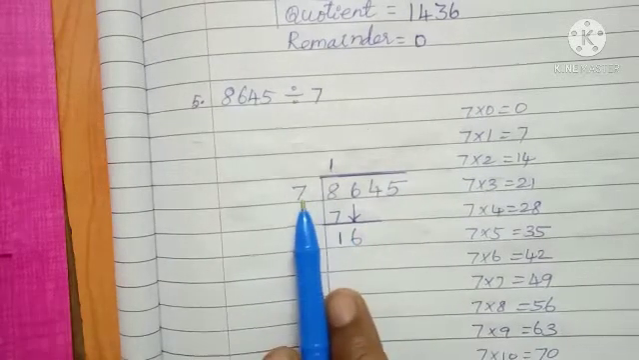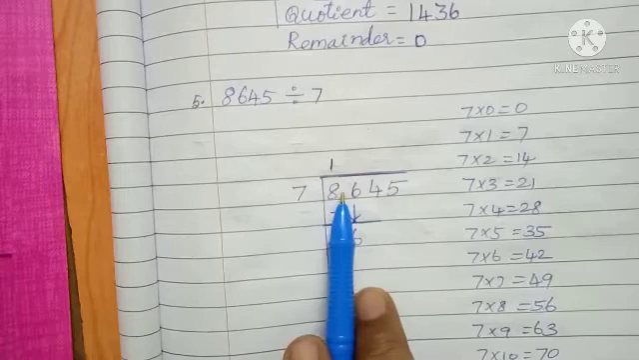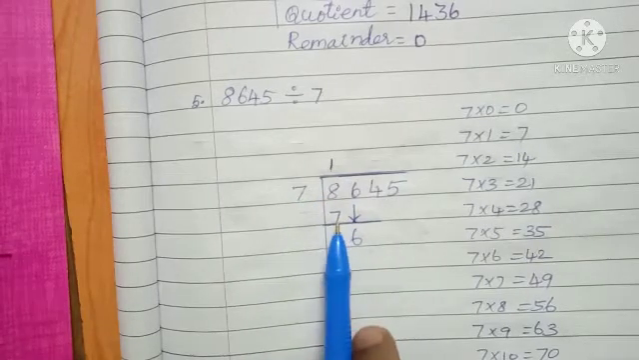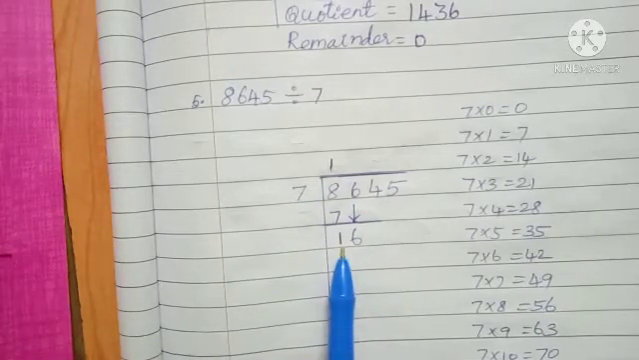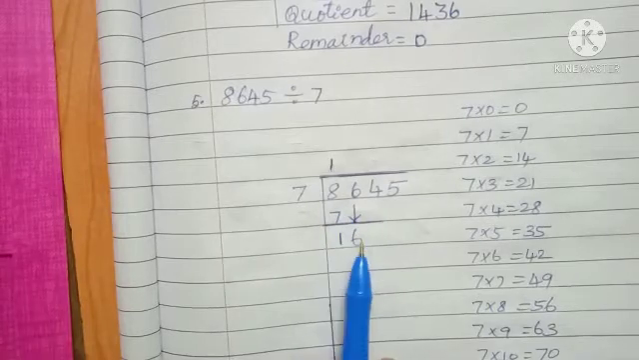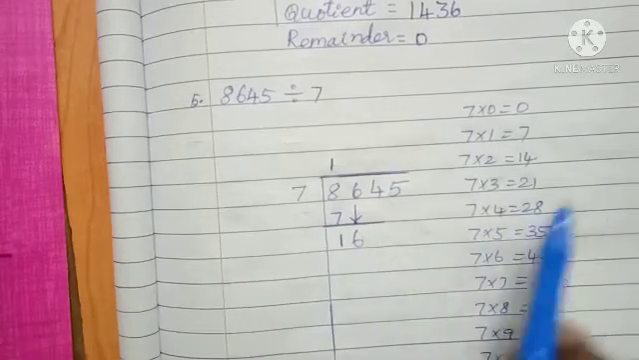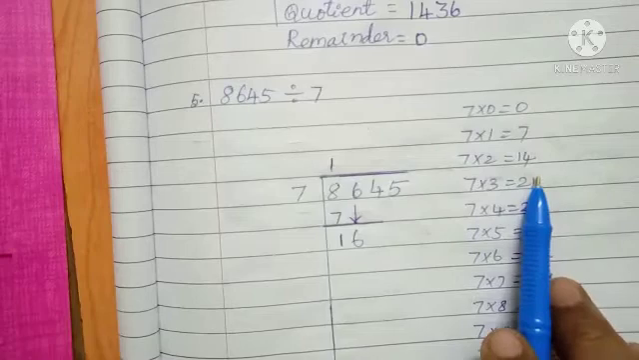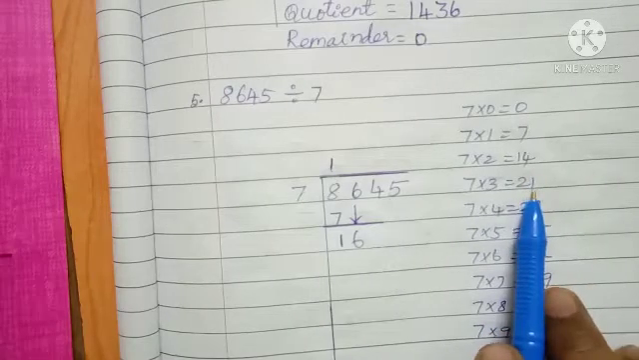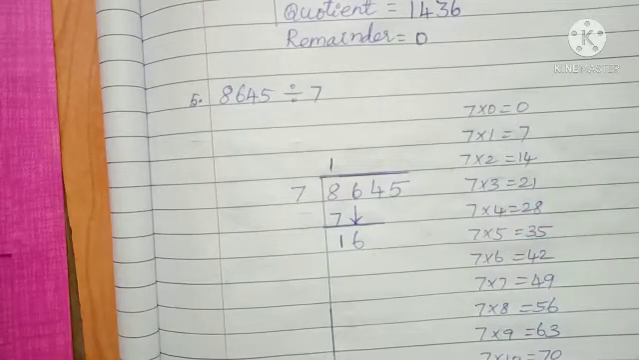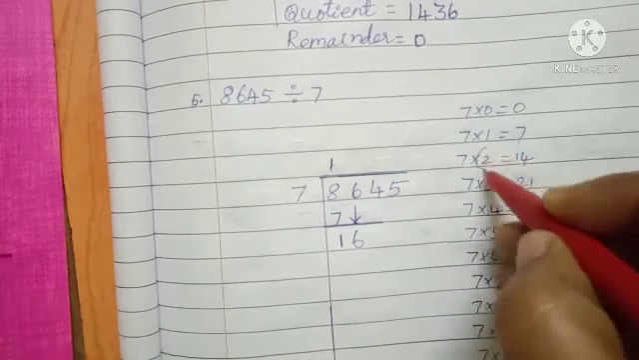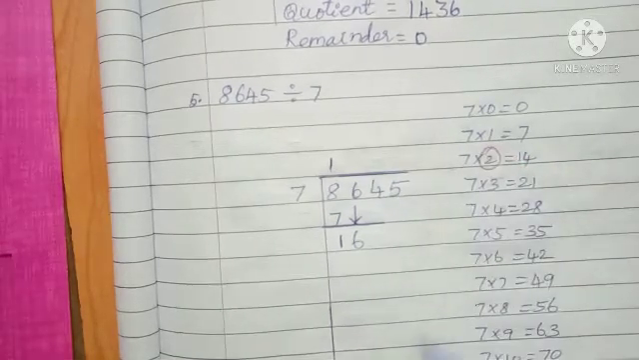8 compared to 7. 8 is a bigger number. So 1 time. 7 ones are 7. So 8 subtract 7 is 1. The next number 6, so 16. 16 is not coming in the 7 table. So 14 and 21 is the in-between number. So 14, how many times? 2 times. So you write 2 times.